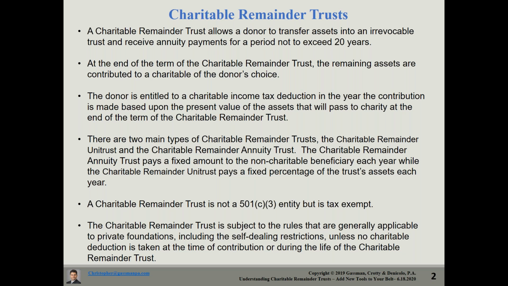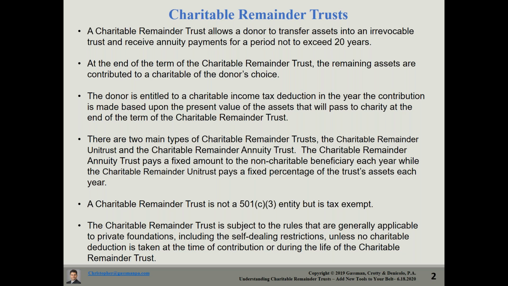Contrast this with something known as a charitable lead annuity trust or charitable lead unit trust, which has the different interests flipped. Whereas in a lead trust, the charity is entitled to receive distributions from the trust for a certain term of years, and thereafter assets are held for non-charitable beneficiaries. So today we're talking only about charitable remainder trusts.